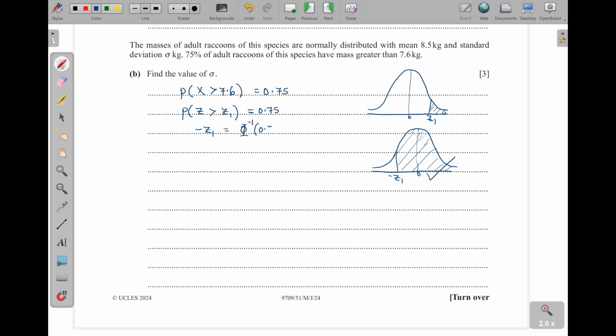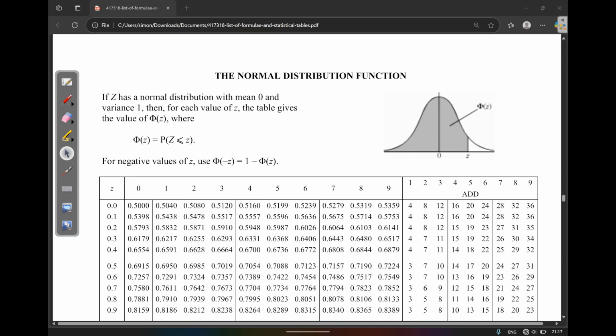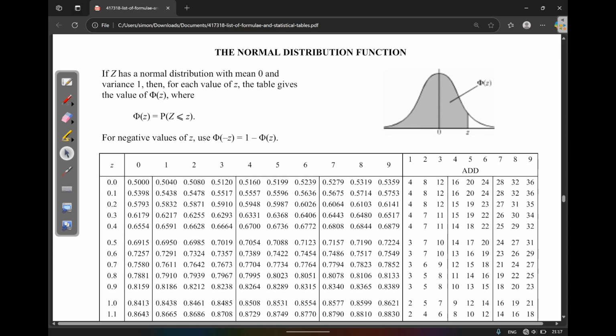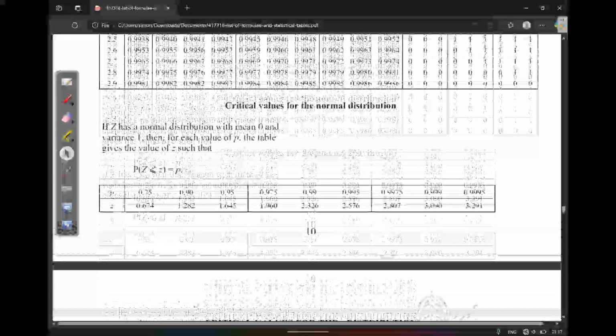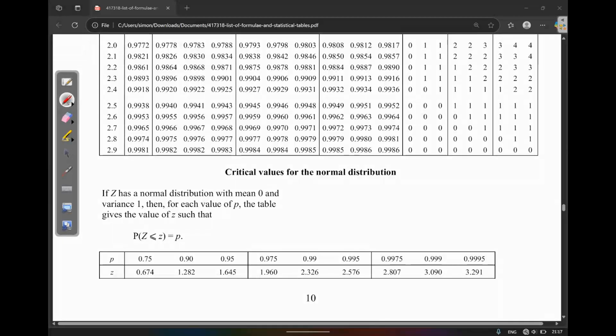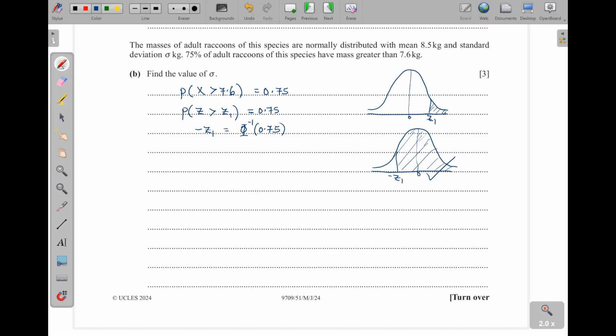okay? The phi inverse of the 0.75. Then I will go to the normal distribution table and I will look out for this value, okay? So when we go to the normal distribution table, which is readily given in the list of formulae, but for this one, you can actually come down here where there are critical values, these ones here. Okay, so we can get for 75 is here, 0.75, the p-value is here. That means the Z is this one, 0.674. So I just go back and I pick that value.